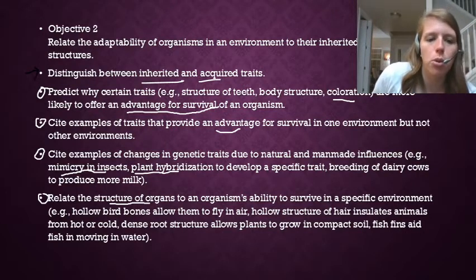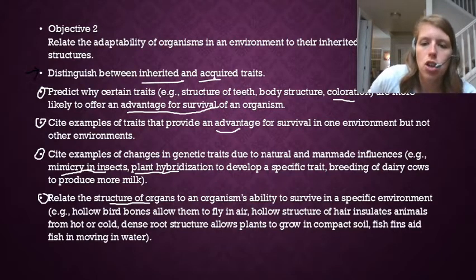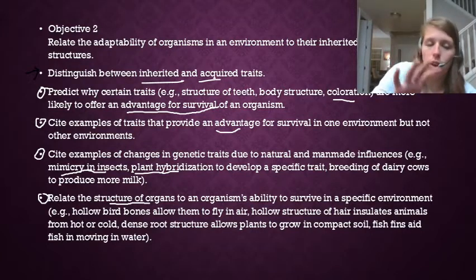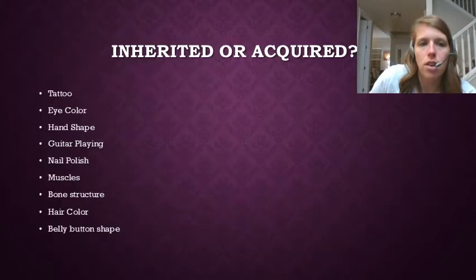A couple of examples: hollow bird bones allow them to fly. Hollow structure of hair insulates animals from hot or cold. Dense root structure allows plants to grow in compact soil. Fish fins aid fish in moving in water. So it's actually a lot on this slide, but these are the things that we'll talk about in class today.